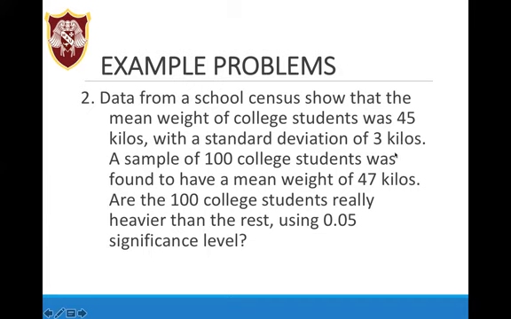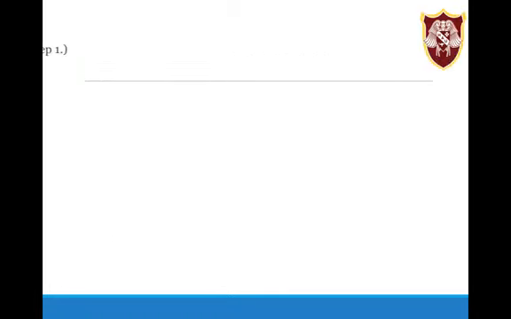But we want to know if the difference, so there's a 2 kilo difference between the two means, is significantly different. Yes, there is a difference of 2 kilos, but we want to know if the 2 kilos is significant, to conclude that the 100 college students are really heavier than the rest of the population at 0.05 or 5% level of significance. So again, we formulate first our null hypothesis.